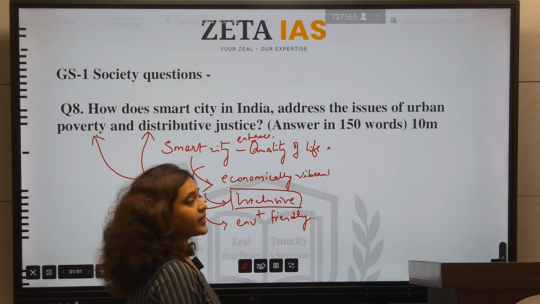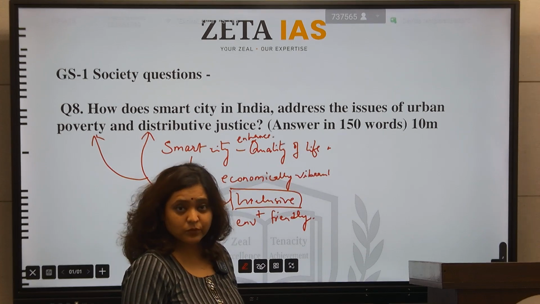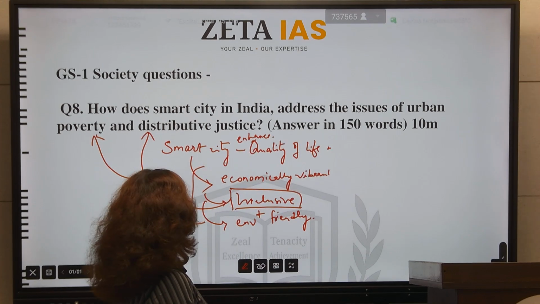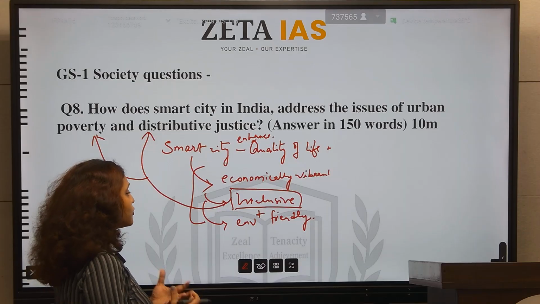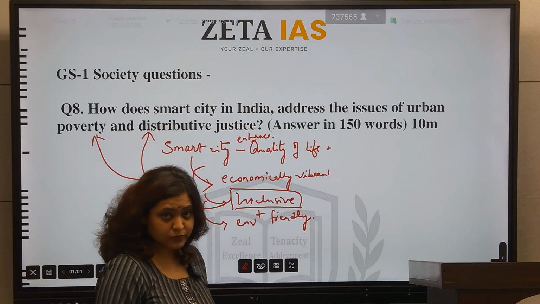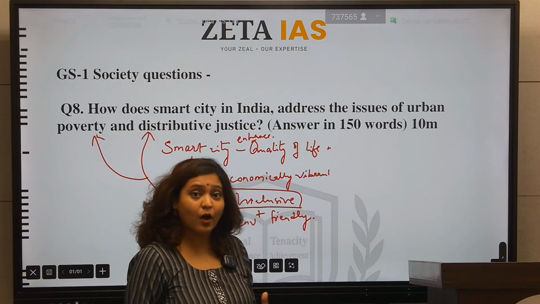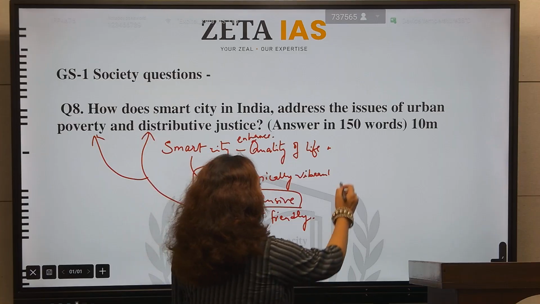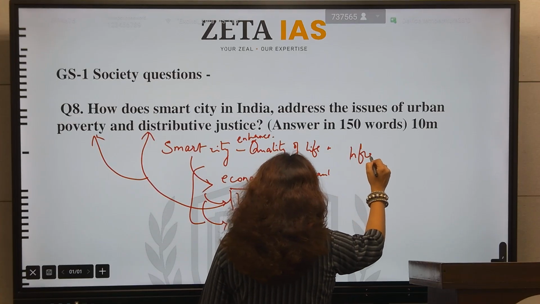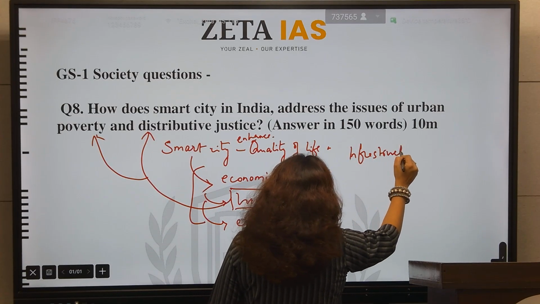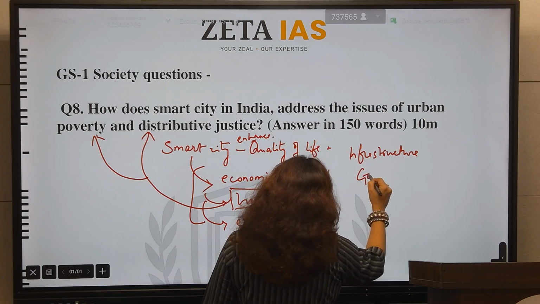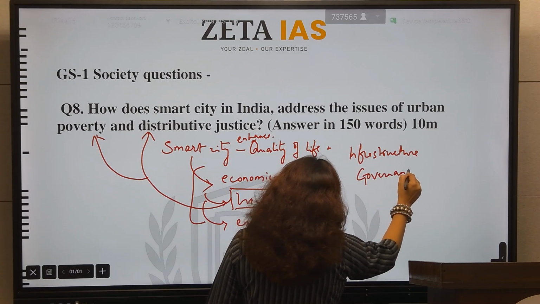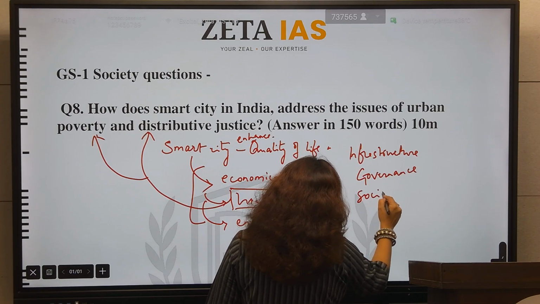Now you can also write about how it is going to work. So this is the main aim: to make it economically vibrant, to make it inclusive, and to make it environment friendly. But how? By building infrastructure, governance, and social justice.